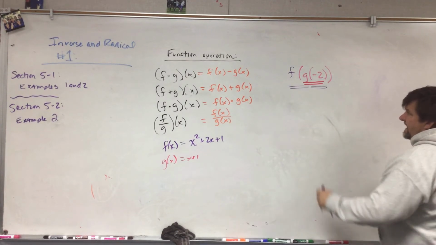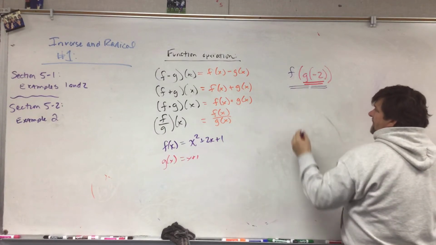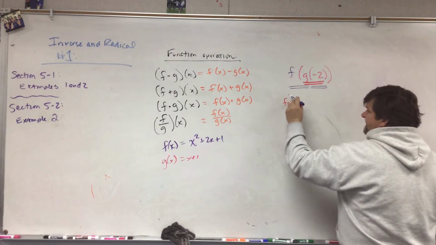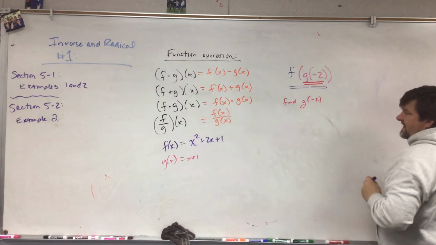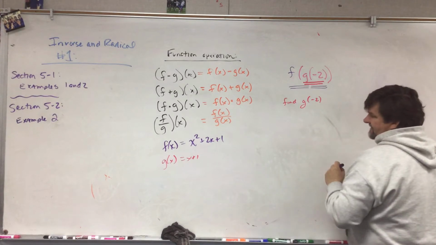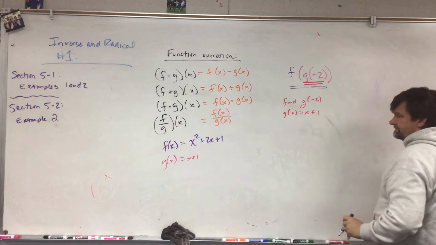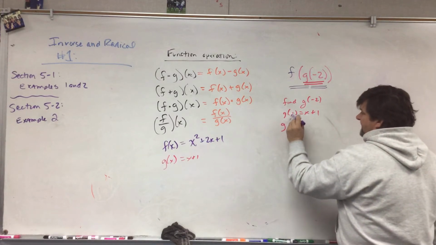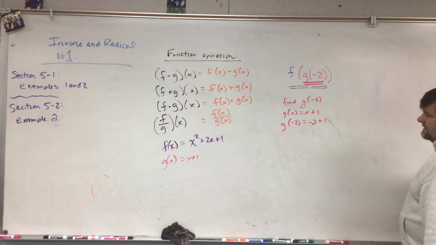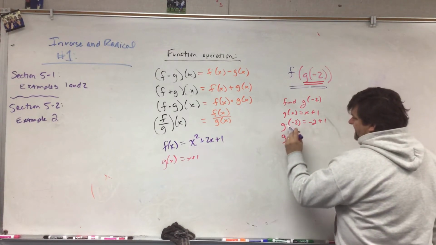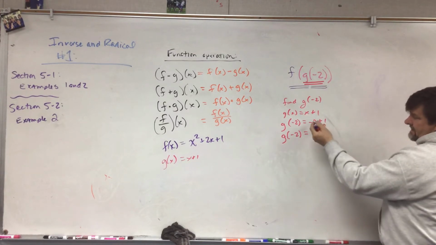So if we look at this, it really means that I need to find g of negative 2 first. I'm going to work the inside first. So what's g of negative 2? Well, g of x is equal to x plus 1. So that means that g of negative 2 is equal to negative 2 plus 1. So g of negative 2 is equal to negative 1. Negative 2 plus 1.